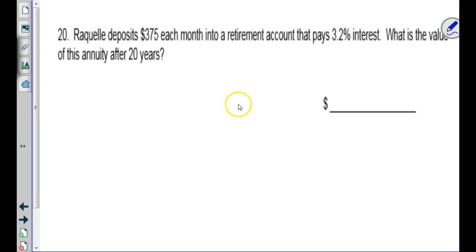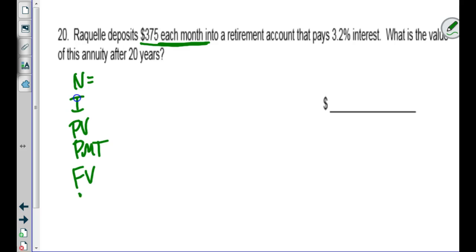Pretty sure I not only said that, but I showed it. Yeah, I know that. Okay. Raquel deposited $375 each month. As soon as you see each month, you know it's a monthly payment, which means you're going to need your app. Okay? N, I, PV, PMT, FV, and then those other two, whatever order they're in at the bottom.